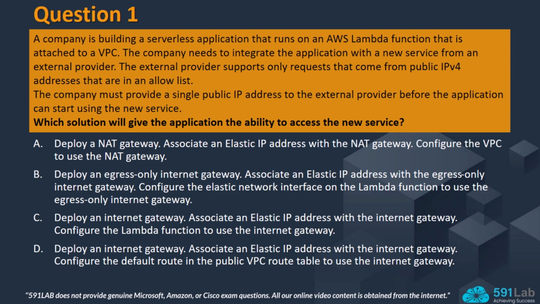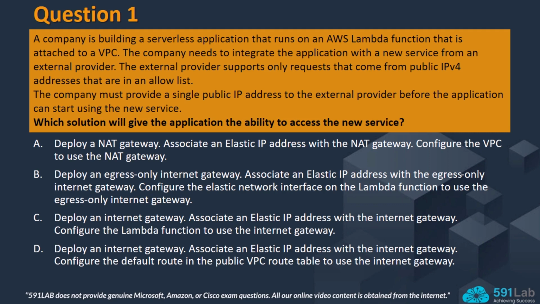Question number 1. A company is building a serverless application that runs on an AWS Lambda function that is attached to a VPC. The company needs to integrate the application with a new service from an external provider. The external provider supports only requests that come from public IPv4 addresses that are in an allow list. The company must provide a single public IP address to the external provider before the application can start using the new service. Which solution will give the application the ability to access the new service?